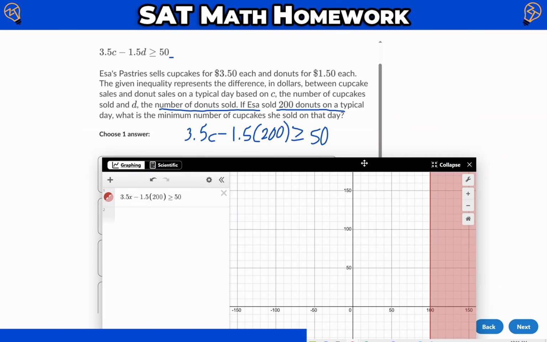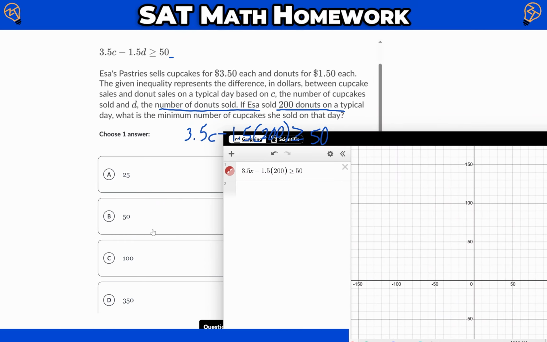So when they say what's the minimum number of cupcakes, well, the smallest number of all these X coordinates is 100. Everything else is going to be to the right of it. So that makes the correct answer C.